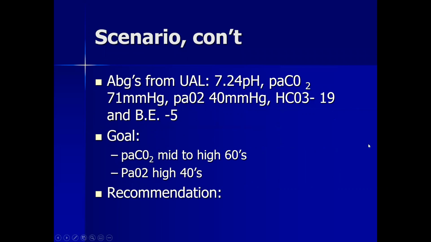The blood gas from the umbilical A line: 7.24 pH, 71 CO2, PaO2 is 40, bicarb is 19 with a -5 base. The goal is to get the CO2 in the mid to high 60s. So what is it at now? 71? So maybe like 67. So we want to drop the CO2 from 71 down to 67. So 4 millimeters mercury. So how would we do that?